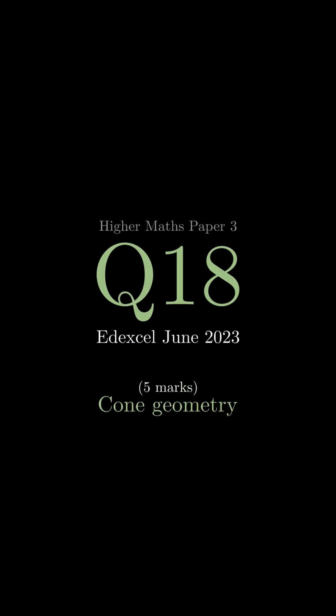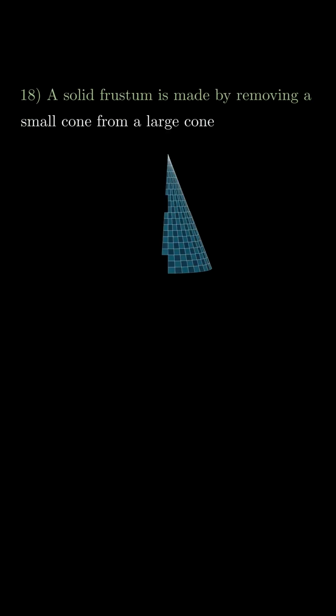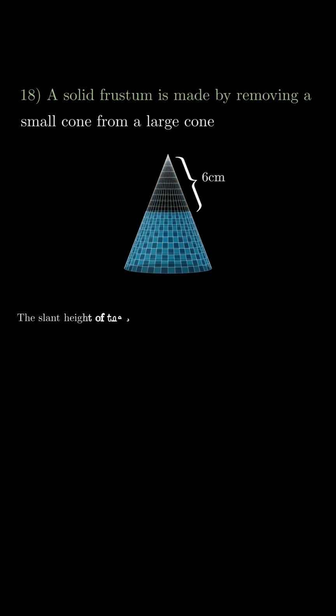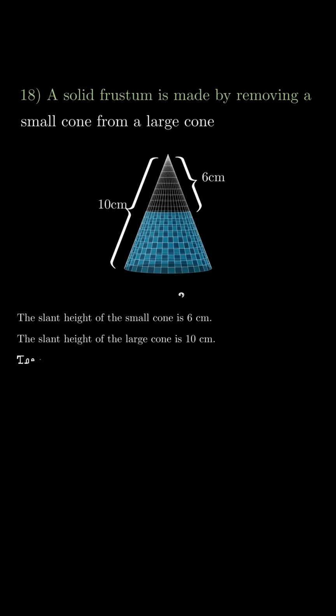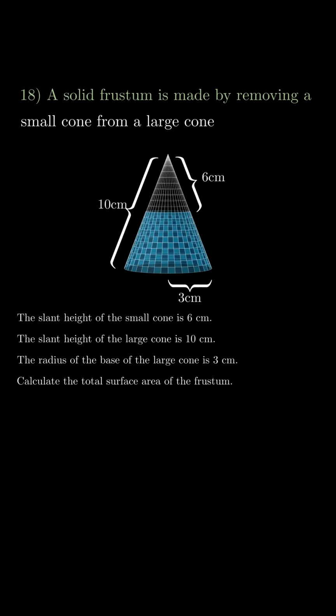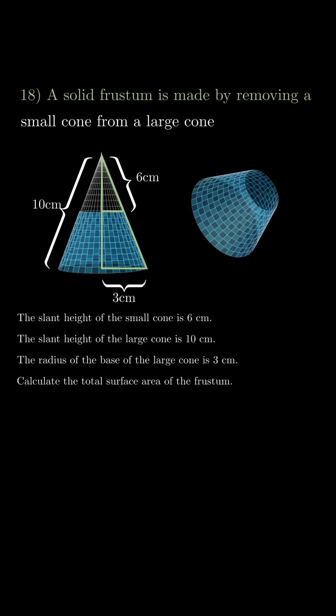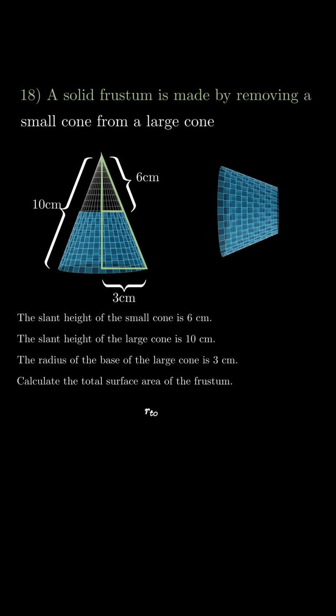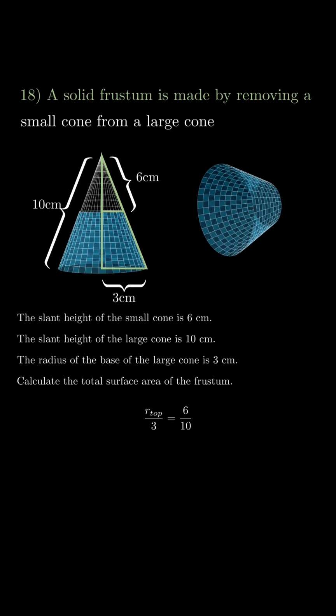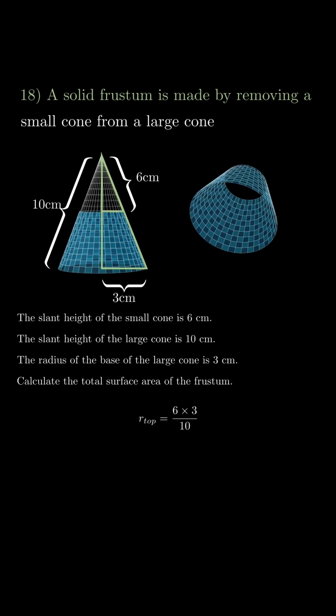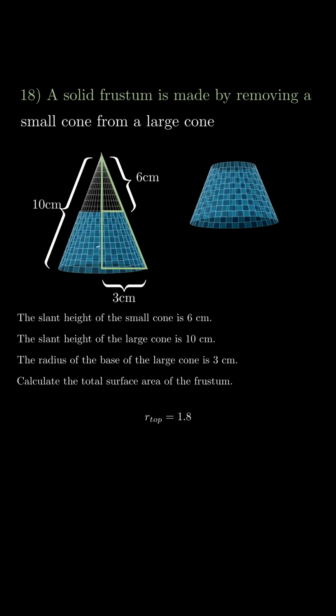Question 18. A solid frustum is made by removing a small cone from a large cone, as shown in the diagram. The slant height of the small cone is 6 centimeters. The slant height of the large cone is 10 centimeters. The radius of the base of the large cone is 3 centimeters. Calculate the total surface area of the frustum. The first thing we'll want to do is work out the radius of the top circle. We can fit 2 similar triangles to the cones to find it. The top radius over the base radius is the slant height of the small cone over the slant height of the large cone. Then we work out the radius to be 1.8.